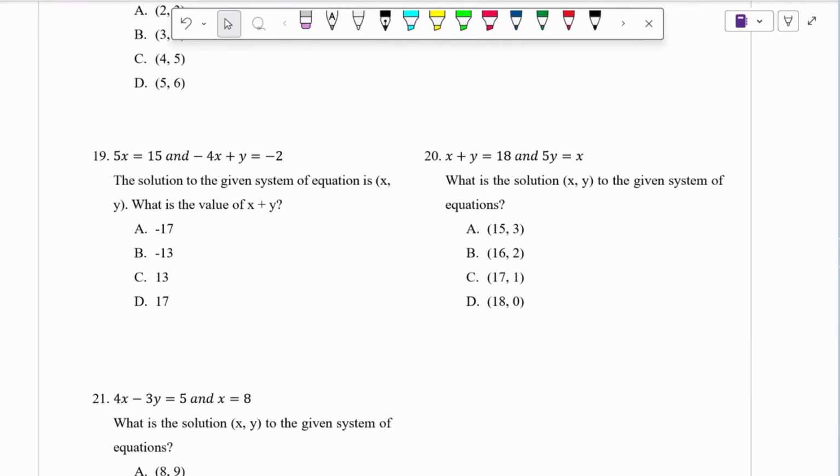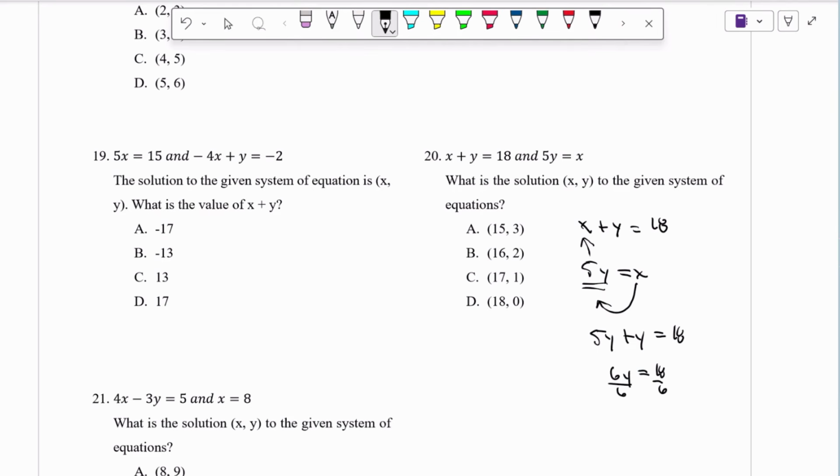If we take a look here at 20, what is the solution x comma y to the given system of equations? I have x plus y is equal to 18, and I have 5y equals x. Notice how it says x is equal to 5y. Well, I can take this 5y and plug into x. I get 5y plus y equals 18. I get 6y equals 18. I divide by 6, and I get y is equal to 3.